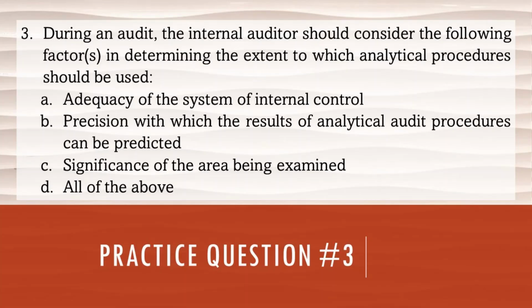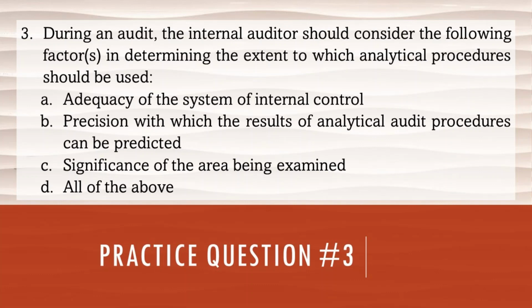Number 3, during an audit, the internal auditor should consider the following factors in determining the extent to which analytical procedures should be used. A, adequacy of the system of internal control. B, precision with which the results of analytical audit procedures can be predicted. C, significance of the area being examined. Or D, all of the above. So here we are asking internal auditors should consider which of the following factors when determining the extent of analytical procedures that should be used.